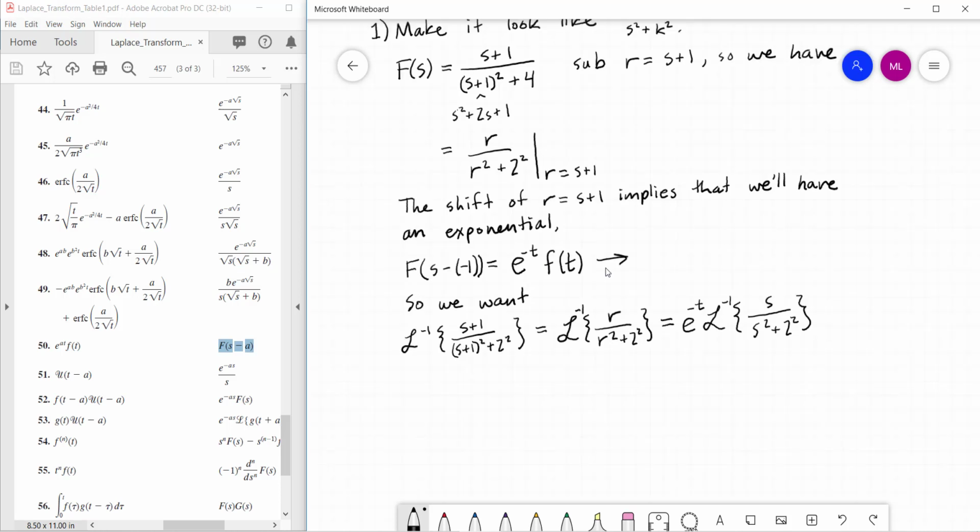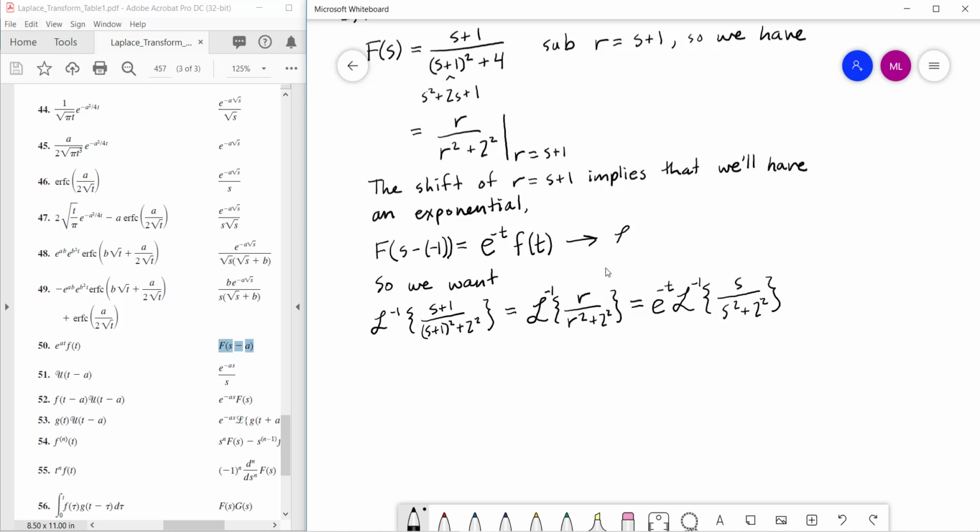So just make it totally clear. If I want the inverse Laplace transform of something that takes this particular form, of some shifted f of s, in this case s minus a, where a is -1, what I'm going to get is the exact same thing. I'm going to get an e to the -t from that shift times the inverse Laplace transform of the original f of s without that shift.